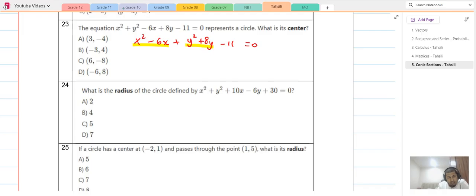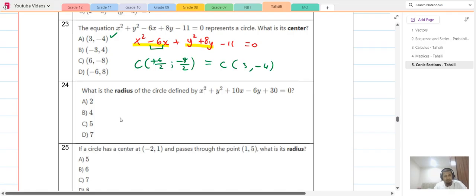Now, to find the center, you're going to take this minus 6, opposite sign of this, and divide by 2. So minus 6 divided by 2, right? So you're going to take the opposite sign, so positive 6 divided by 2. You're going to take the opposite sign of the 8, so minus 8, and divide it by 2. So what's the center? Center is 3 and -4. Simple, right? Next question.